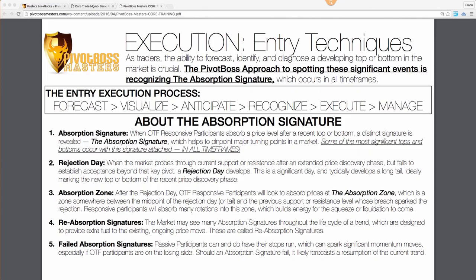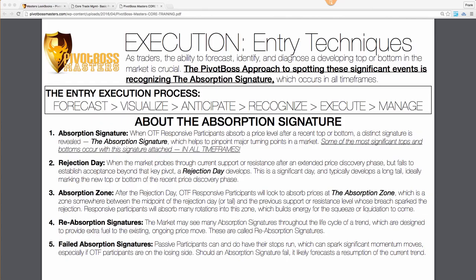Number 3, after you identify the rejection day, OTF responsive participants will look to absorb prices at the absorption zone, which is a zone somewhere between the midpoint of the rejection day, or the midpoint of the tail of the rejection day, and the previous support or resistance level whose breach sparked the initial rejection. Responsive participants will absorb many rotations into this zone, which builds energy for the squeeze or liquidation to come. This absorption zone can be different all the time, but it has a distinct signature, and it's what creates the signature we're looking for. It's the zone to hunt and defend as a passive participant in order to influence prices in the opposite direction.